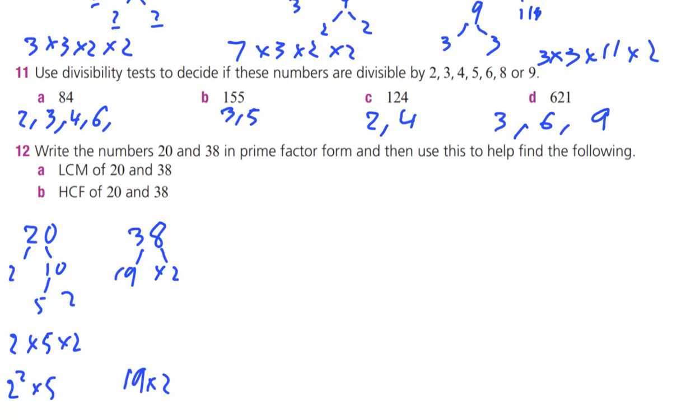So 10 times 19 is 190. Because for the lowest common multiple, it means it has to end in 0 for it to be a multiple of 20. 190 is not a multiple of 20, so I will just double that and make it 380.